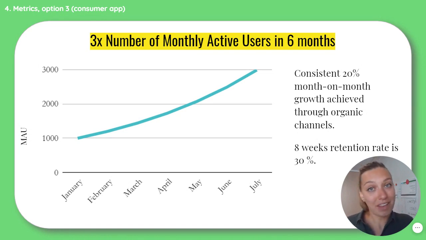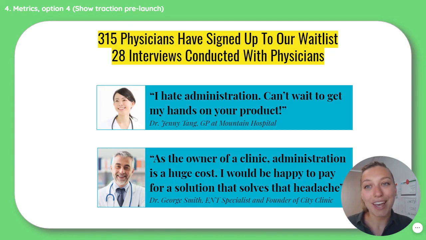If you don't have that either because you don't have any users yet, the last option is to brag about some kind of traction that you have seen. So the best is to have a wait list, or maybe you have done a bunch of interviews. And then you can put some quotes as well from there.